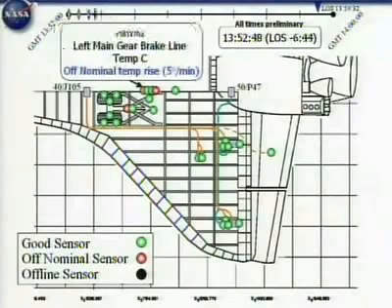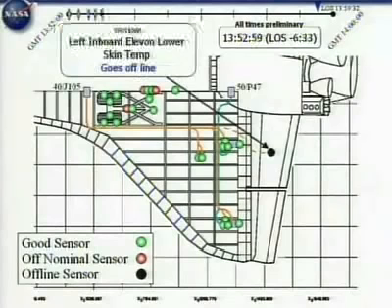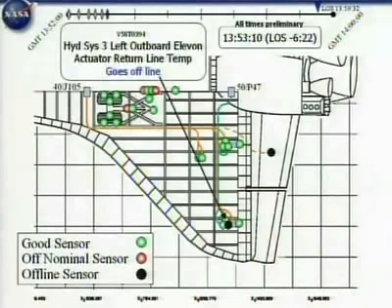This is the third indication. The left main gear brake line temperature C starts to rise again in the wheel well. The next chart. First indication of a skin temperature going offline. You can see it's on the left inboard elevon. This is one that just quits working. Next chart. Hydraulic system 3, left outboard elevon actuator return line temperature, goes offline, stops working, stops registering as functional.